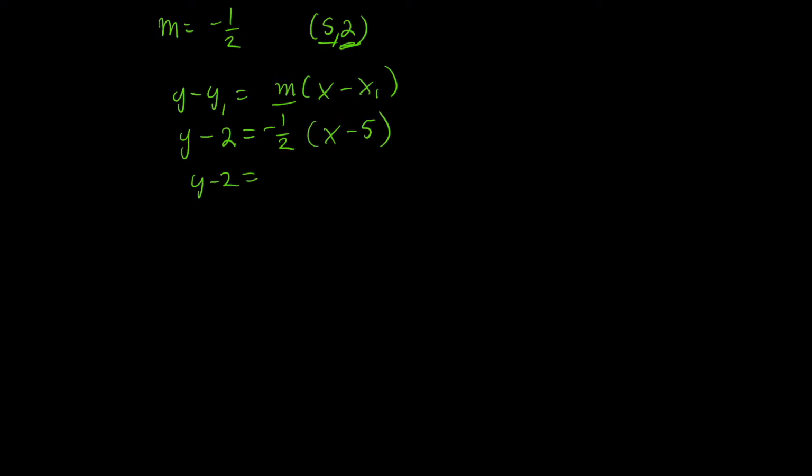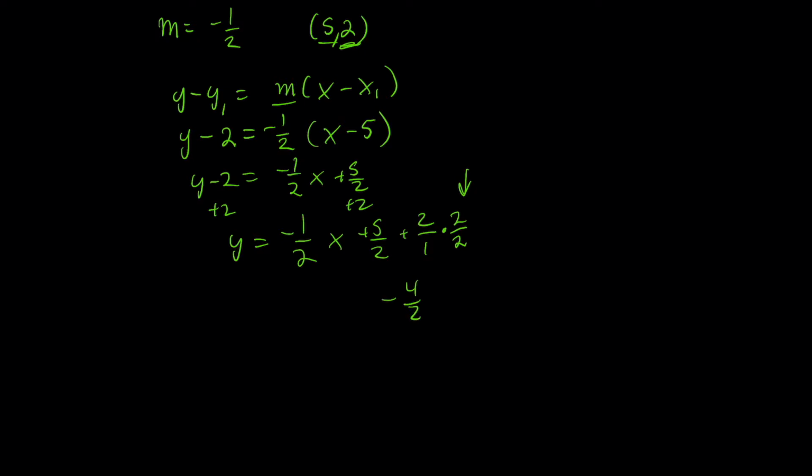I'm going to go ahead and distribute my slope, so I have -1/2 x plus 5/2. I'm going to add 2 to both sides. I get y equals -1/2 x plus 5/2 plus 2. Now in order to add fractions, they have to have the same denominator. So I need 2 to have a denominator of 2. I'm going to do that by harnessing the power of 1. See, I multiplied by 2 divided by 2, which is 1.